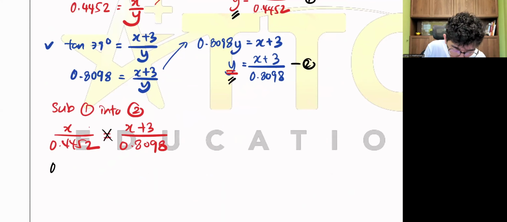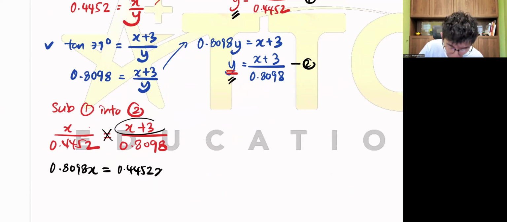So this will be 0.8098x equals, this one you're going to times the whole thing here, 0.4452x plus 0.4452 times 3. So this will be 1.3356.